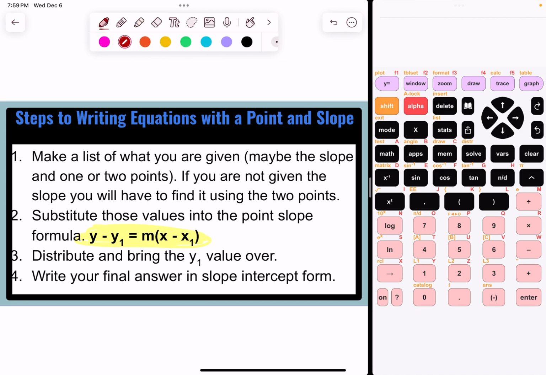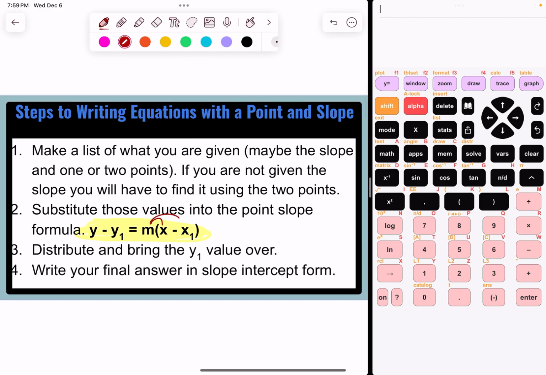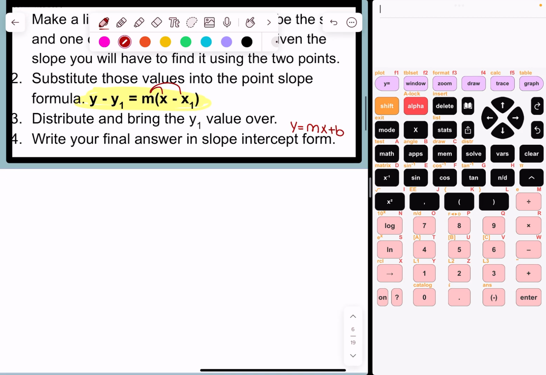Then, once we plug in the x1 and the y1 from the point we were given, and the slope that we either found or the slope that we are given, we are then going to distribute the m. So we would multiply the m, and then we would add or subtract the y1 to bring it to the other side, and we will write our final answer in slope-intercept form, which is y equals mx plus b. So let's practice this now.